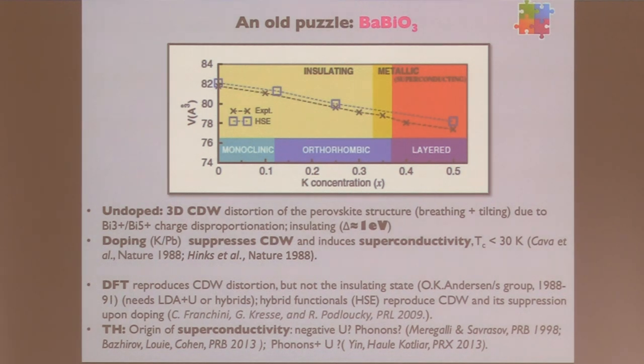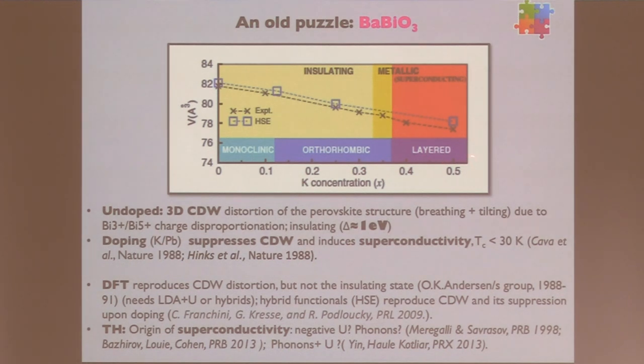So if you want to have an insulator, you have to help the distortion, so you have to include correlation in some form, either with LDA plus U or hybrids. And I think the first complete description of this transition was given by the group of Cesare in 2009. And there they were using HSE, so basically they were not using just DFT.